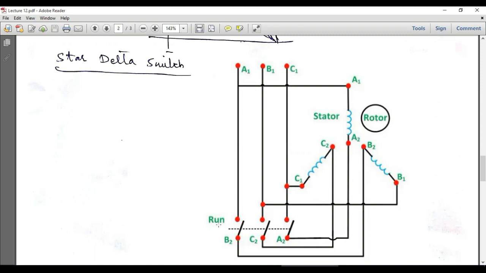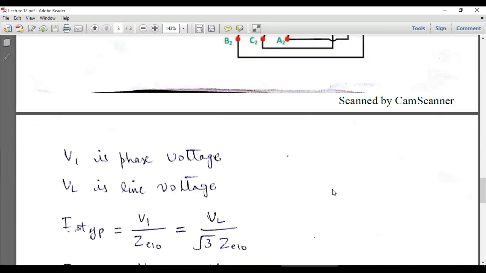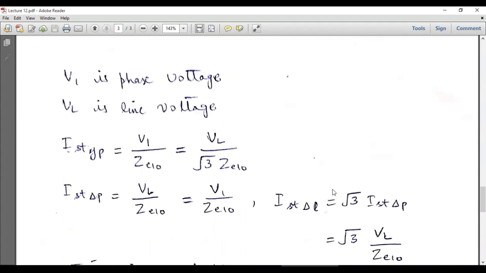When we are in the running condition, we have to close this switch. When we close this switch, A1 will be connected with B2, and B1 will be connected with C2, and C1 will be connected to A2, and this will become a delta mode. So the windings of the motor will be connected in delta configuration when we close this switch. This is how we can change the connection of the stator in the starting condition and in the running condition. This is a very simple mathematics to illustrate the magnitude of current and the magnitude of torque in delta connection and in the star connection.